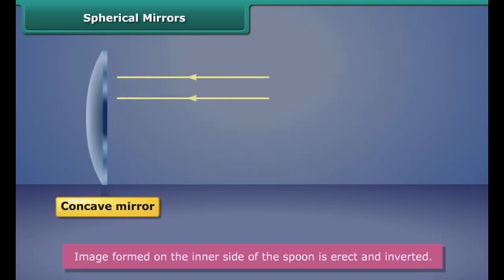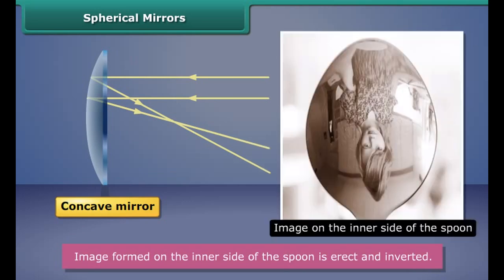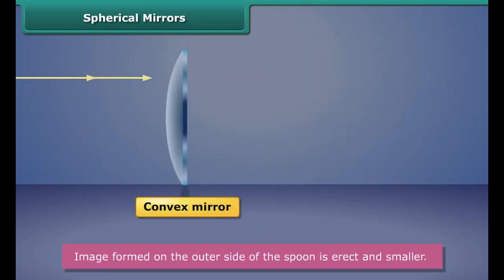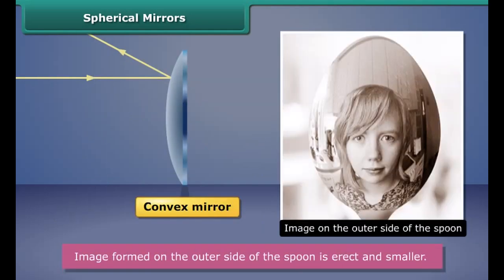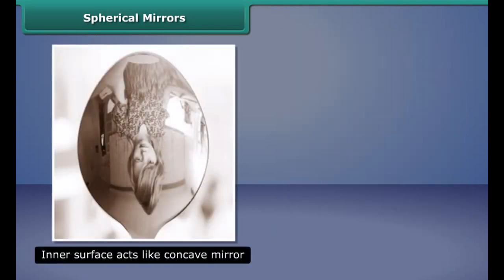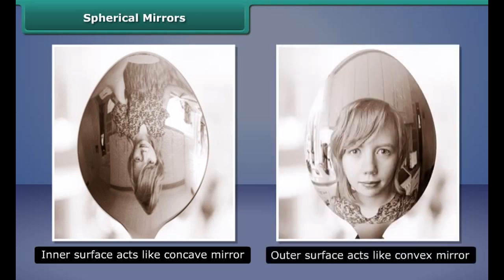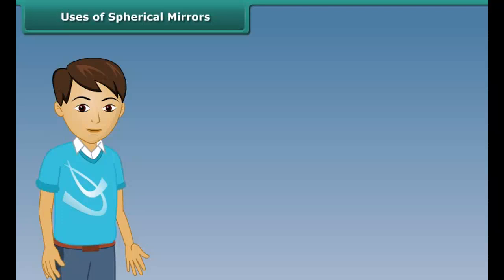Concave mirrors reflect light from their inner surface, like the inside of a spoon. Convex mirrors reflect light from their outer surface, like the outside of a spoon. Hence, the inner surface of a spoon acts like a concave mirror, while its outer surface acts like a convex mirror. Uses of spherical mirrors.